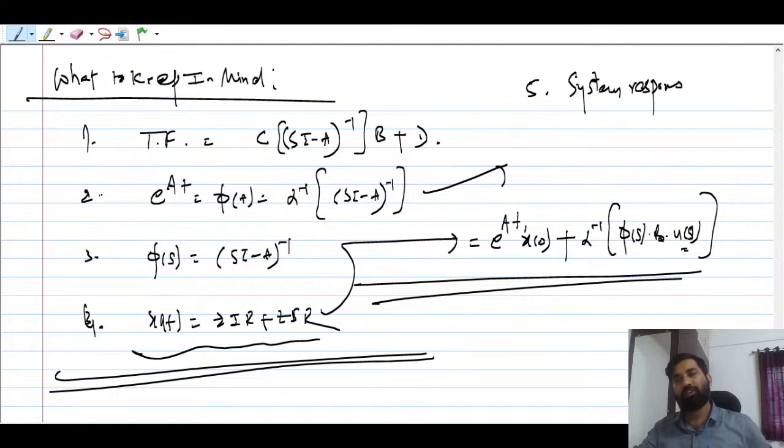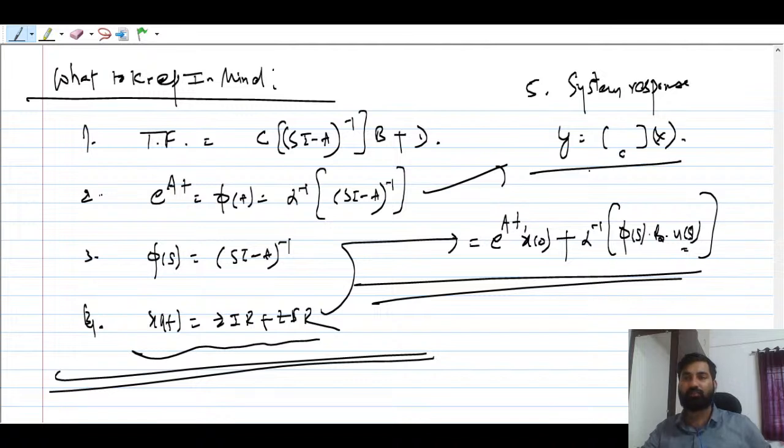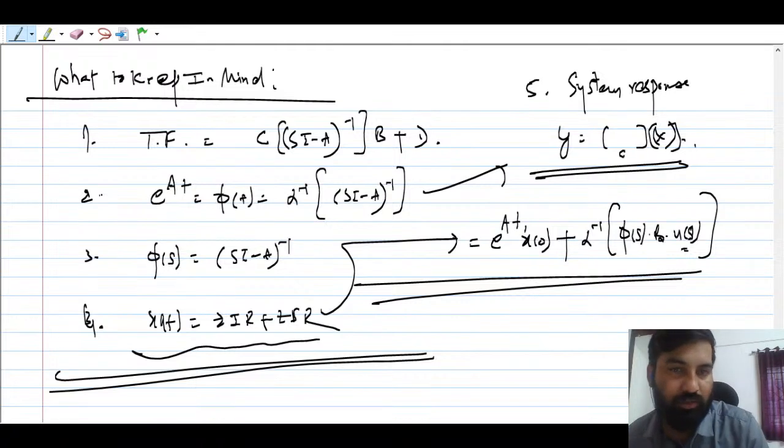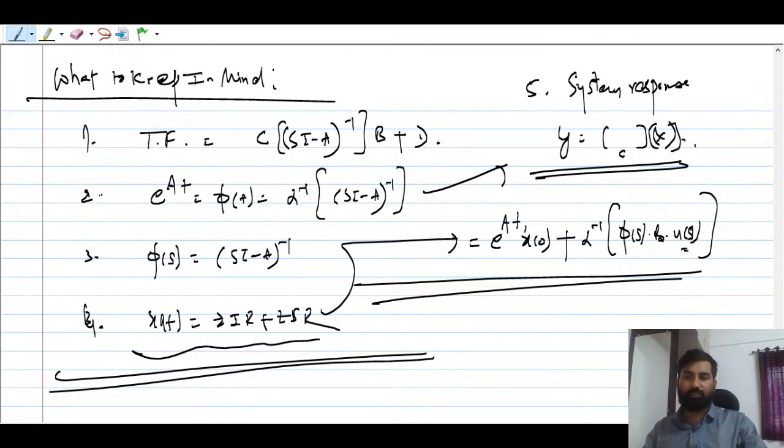सिस्टम रिस्पॉन्स आपका क्या होगा, सिस्टम रिस्पॉन्स Y equal to C मैट्रिक्स टाइम्स X। X इज अ मैट्रिक्स ओनली, राइट। तो जैसे ही आपको C मैट्रिक्स भी दिया रहेगा और आप X of t फाइंड कर लेते हो तो मल्टीप्लाई करना है, आउटपुट आ जाएगा, बस, ठीक है। So I think this is enough for today, right?